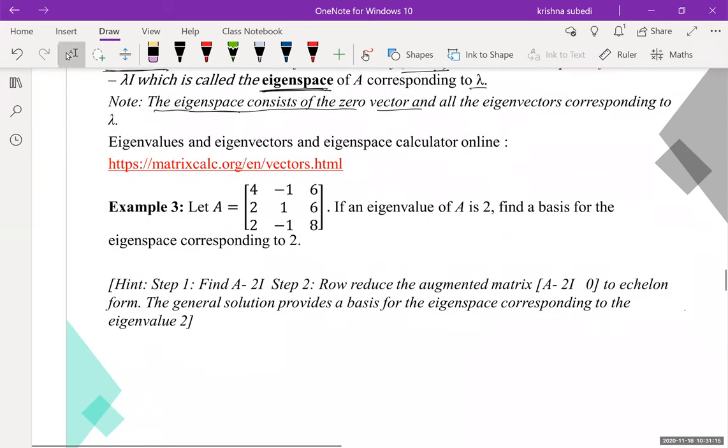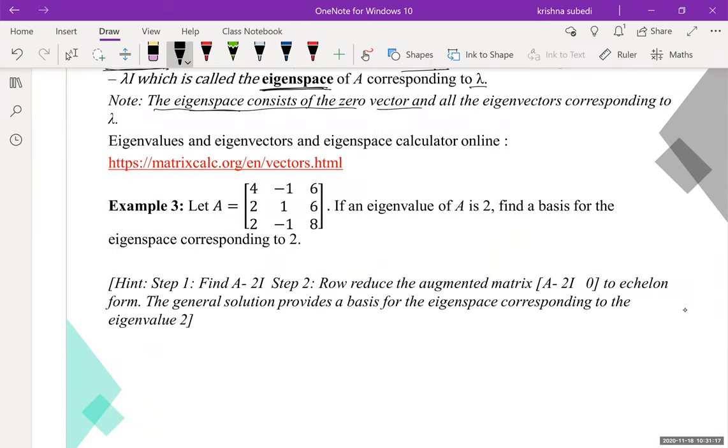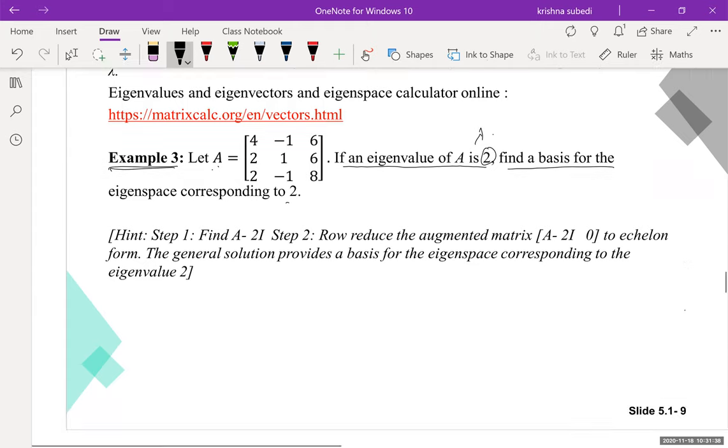So let's look at how to find an eigenspace. Okay, in example 3, we are given a matrix A, and an eigenvalue of A is 2, so lambda is given as 2. Find a basis for the eigenspace corresponding to 2. All right, once again, here is the hint.